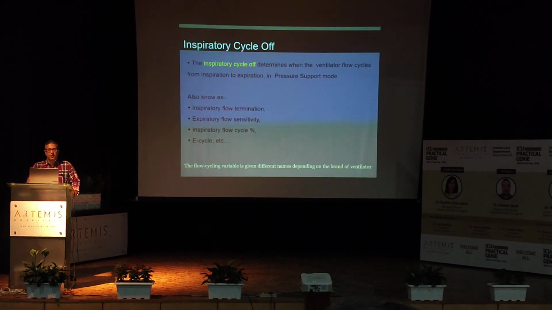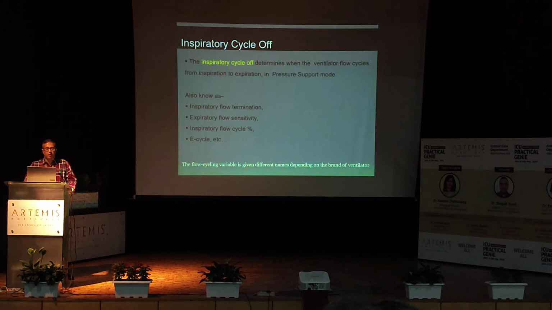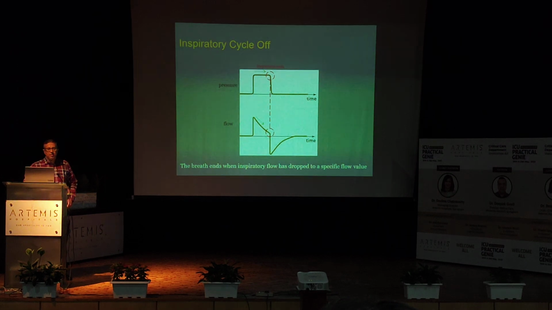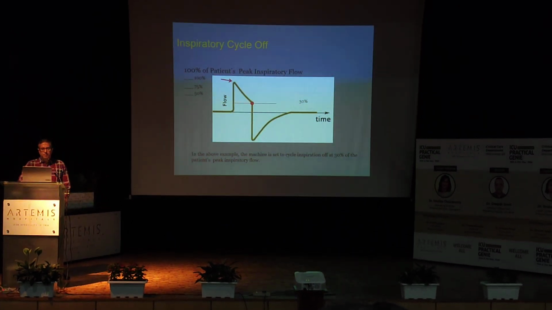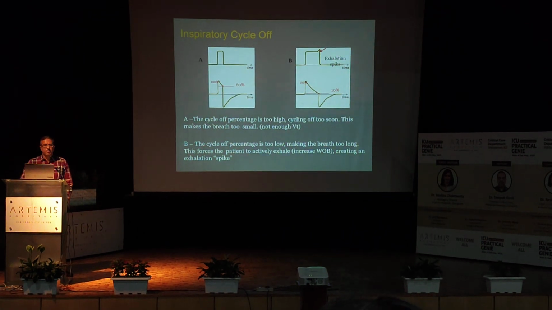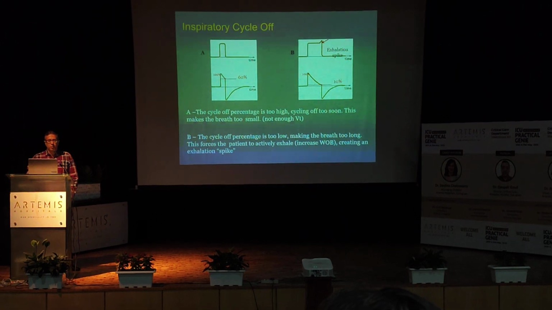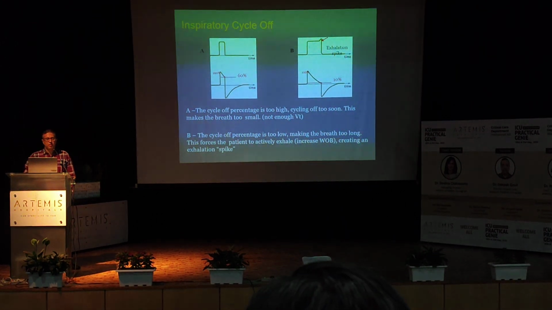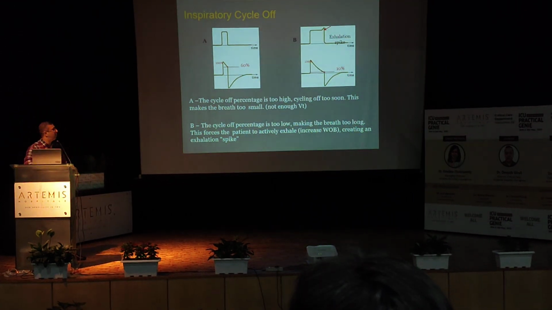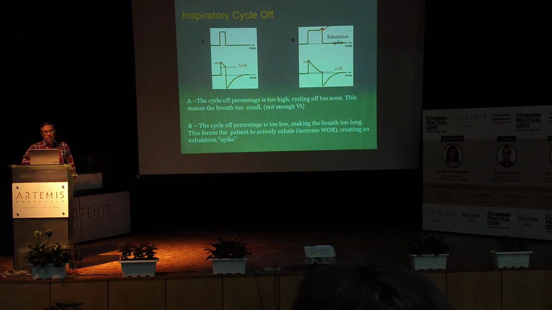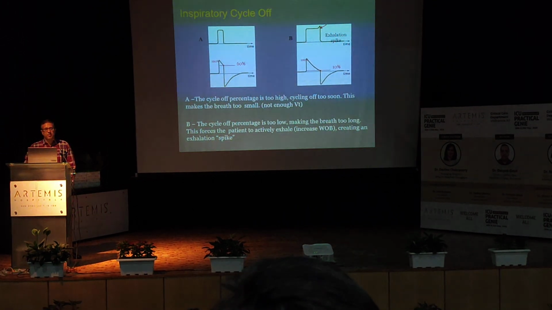Then the inspiratory cycle off, which I was talking about. It is known by various names in the various brands of ventilators, but this is the cycle off. Normally it is at 25 to 30%. Sometimes you can set it very high, and then cycling is too soon. If it is set too low, the breath becomes too long and the patient might start to actively exhale. If the patient starts to actively exhale, you can see an upward spike in the pressure graph at the end of inspiration.